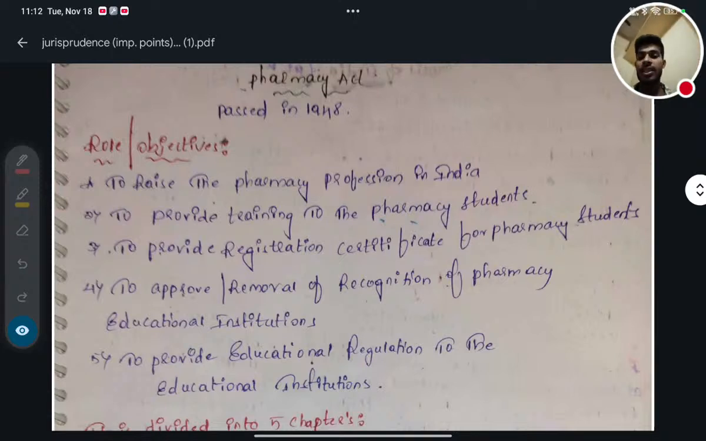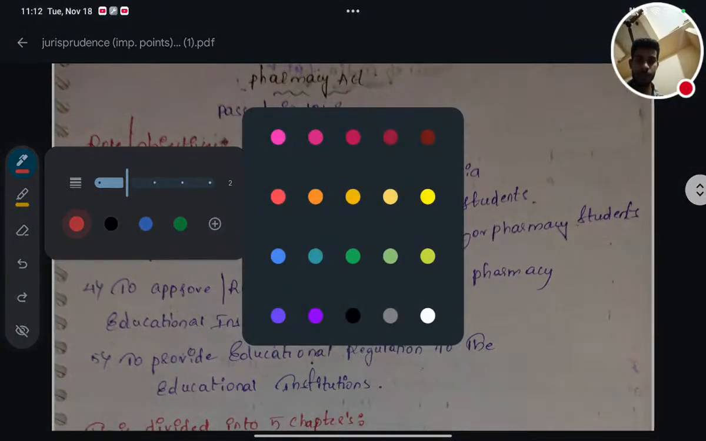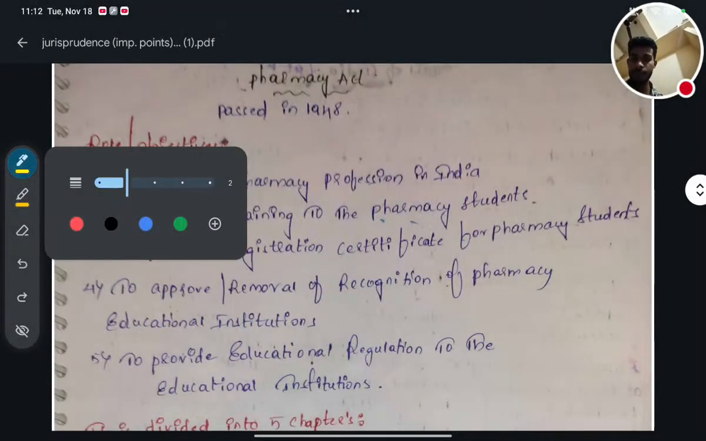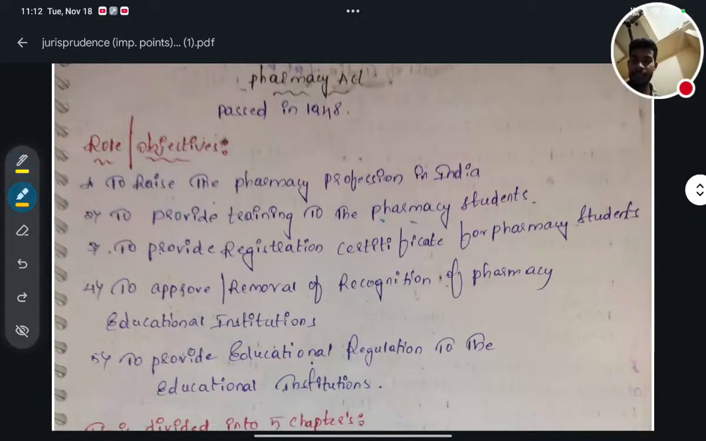Okay, so let's start. The first thing is the Pharmacy Act passed in 1948. So you have to remember. Next, the second thing is: what are the rules and objectives of the Pharmacy Act?